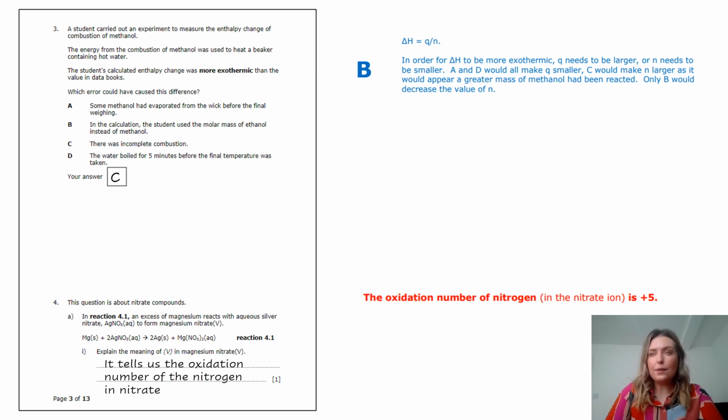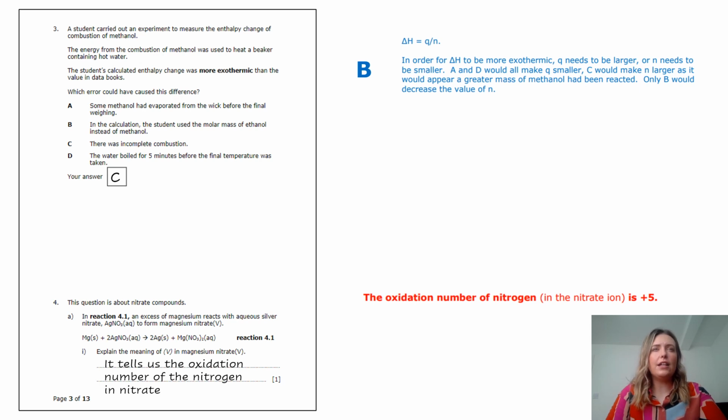The easiest way to tackle these questions is to write down the calculation steps that you would go through. So sometimes these questions are about titration, sometimes they're about enthalpy changes. So writing down the calculation steps that you would go through in order to answer these questions helps. Here you can see that what happened was that delta H was more exothermic than expected, so delta H was larger. So we need a change that either makes Q larger or n smaller. Okay, there's only one change that does this, and that's B.